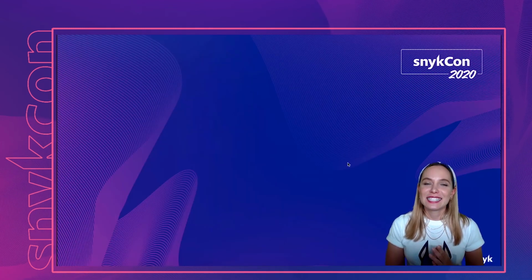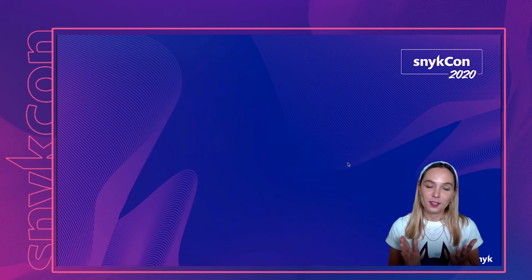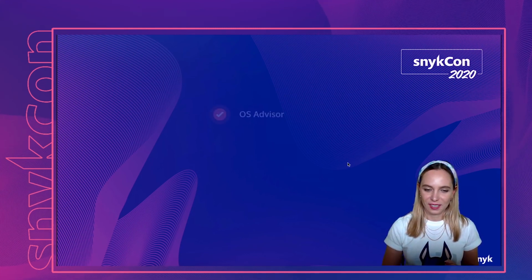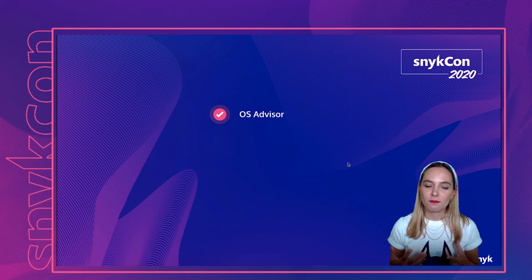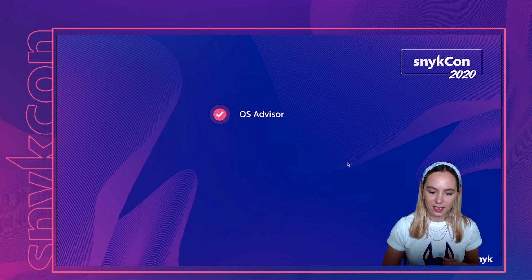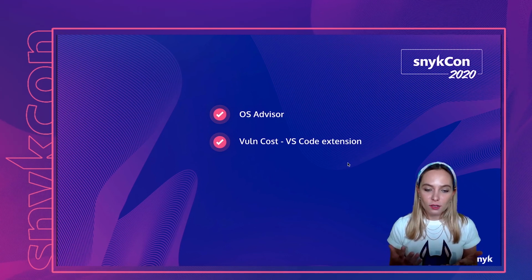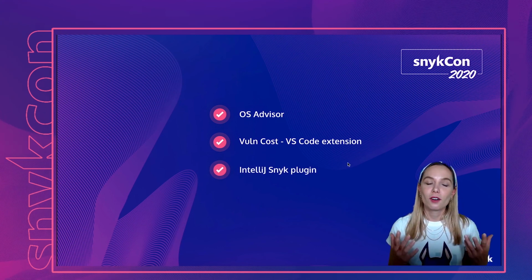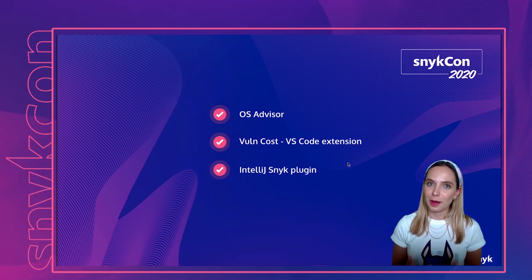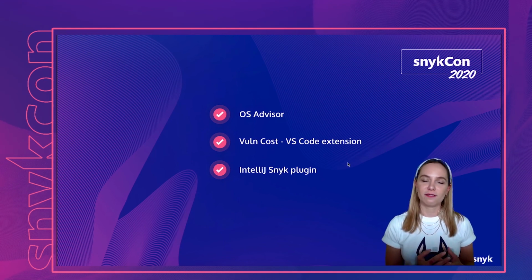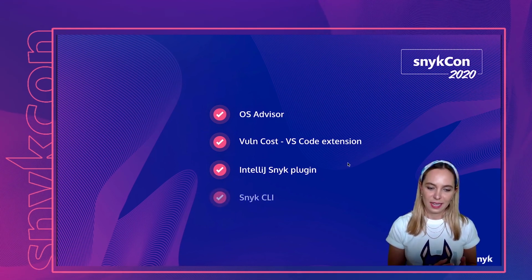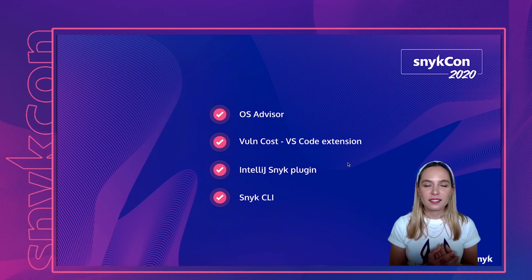In today's session, we saw a number of tools. I showed you our OS advisor that you can open in the browser. It's snyk.io/advisor. I'm not sure if I've mentioned that before. It's our VS Code extension, which is called vulncost. We've got an IntelliJ Snyk plugin that we've talked about as well, and I've mentioned that we also have an Eclipse extension. And we've seen a couple of commands in the CLI.